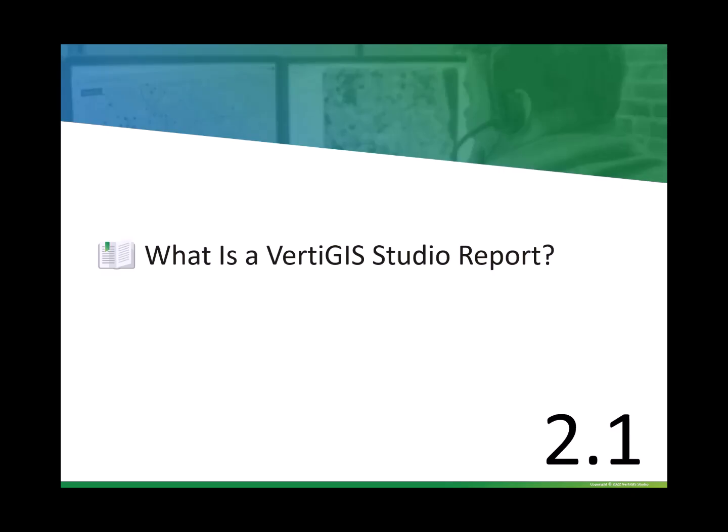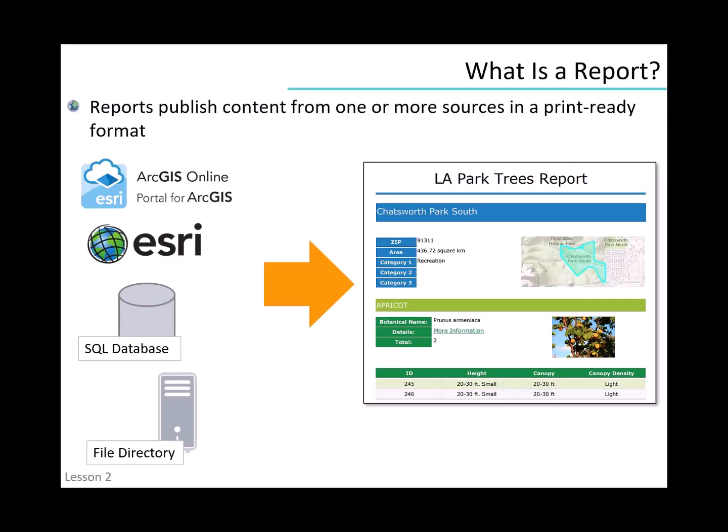Let's start with what a VertiGIS Studio report is. A VertiGIS Studio report is really a collection of all kinds of data that is displayed in a single print-ready format, such as a PDF or an image. It can pull in data from multiple data sources and tell the whole story in just one report.